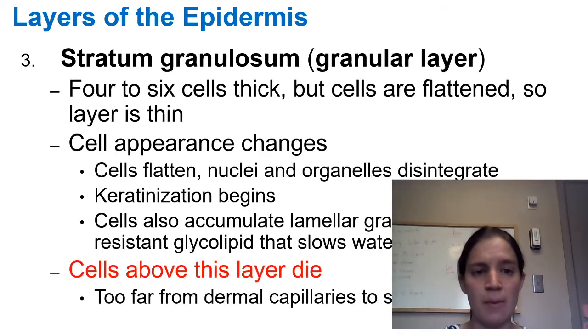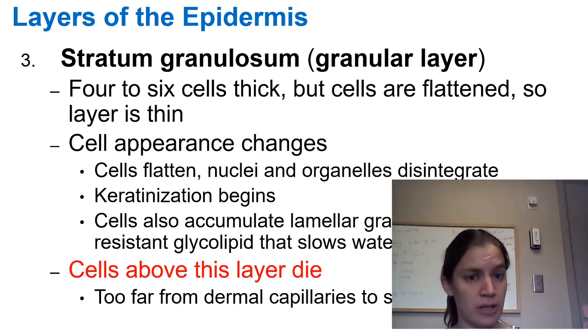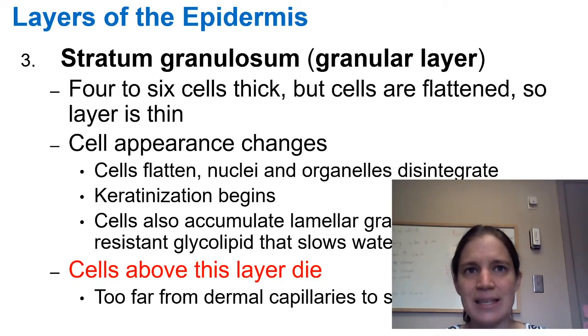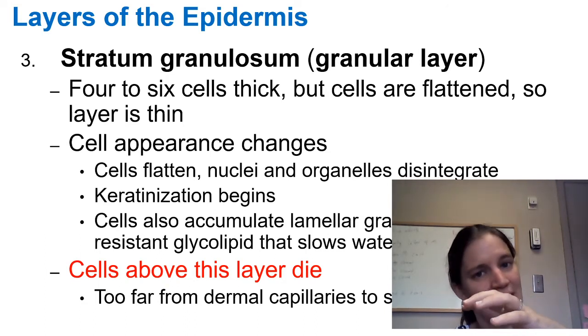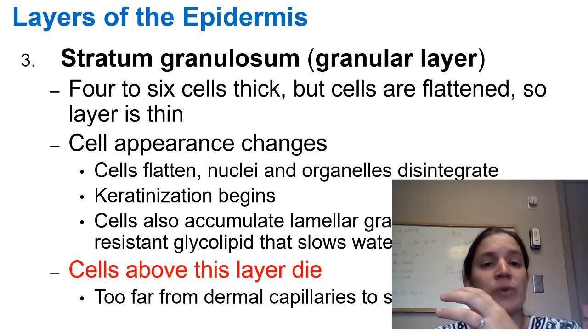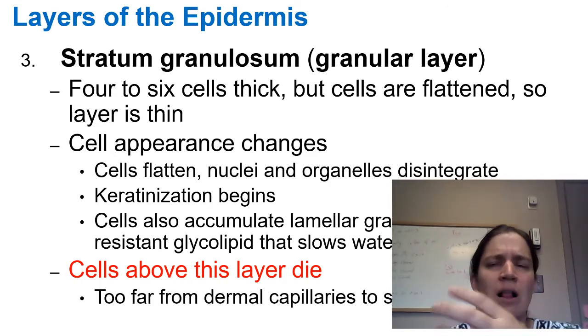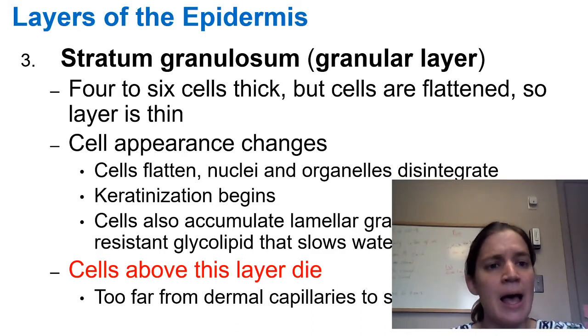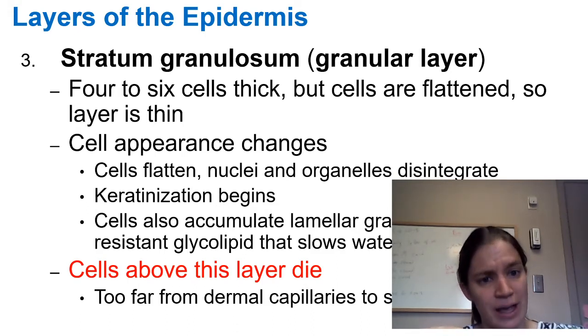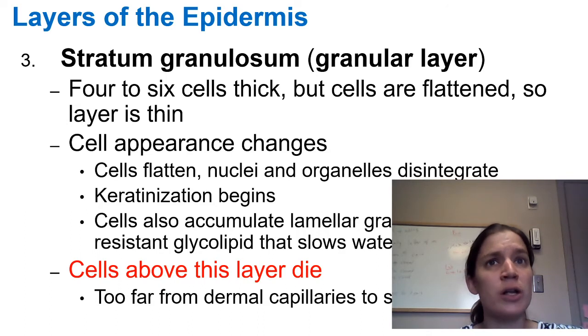The next layer up is going to be the granular layer. It's several layers thick, but at this point the cells start to change. The cells flatten. They used to be big and puffy. They used to have all sorts of things going on. They were a regular cell, right? So they were a regular cell with regular organelles doing their thing. But at this layer, the granular layer, they've started to change.